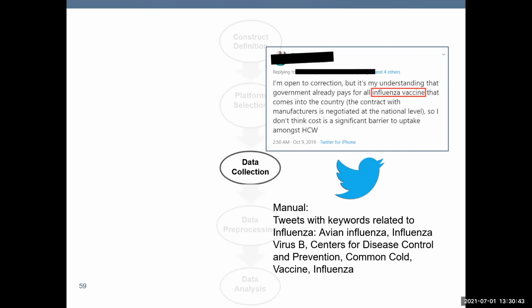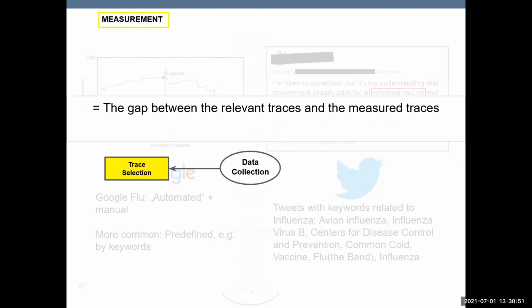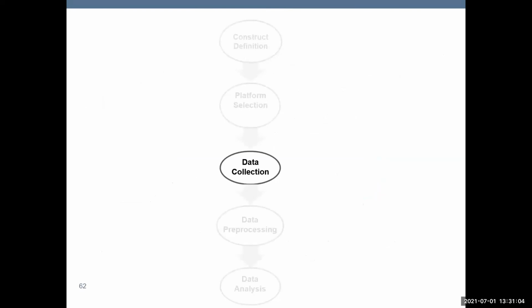So while this may be obliquely related to the construct, it's still not an indicator that this person has the flu. So these issues are a part of trace selection, about the trace that we end up selecting, and these could also again distort our measurement, where the trace selection issues are the gap between the relevant traces that we want and the traces that we end up measuring due to design choices of the researcher.